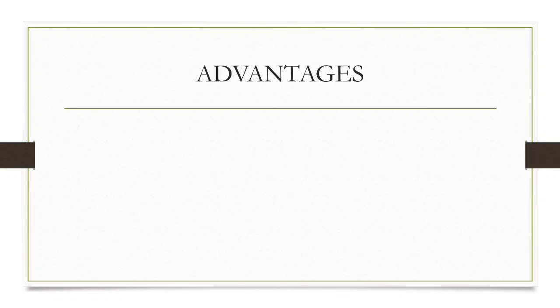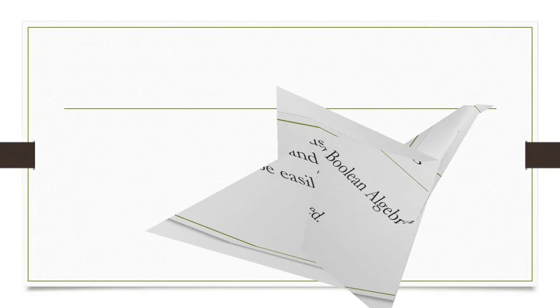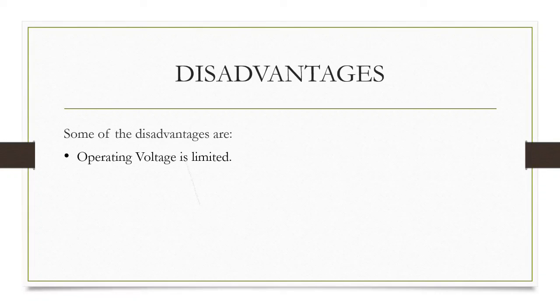Advantages. Some of the advantages are: logical operations are performed using Boolean algebra, which makes the circuit design more economical and simple. Logic 1 and logic 0 can be easily distinguished. Disadvantages. Operating voltage is limited. Time delay occurs between input and output.